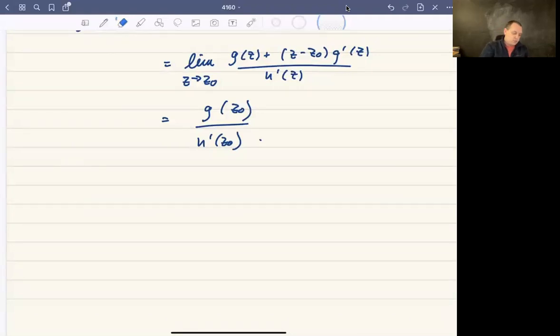But anyway, this is a rule that I think is very useful. This rule number 5 is useful in calculating residues. Okay, so in the next video, we'll talk about some examples of actually calculating residues.